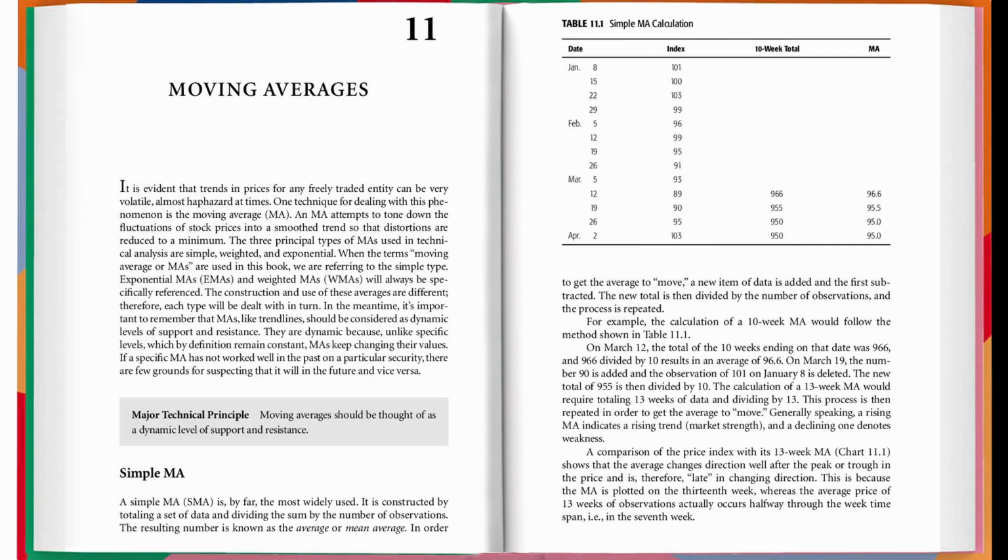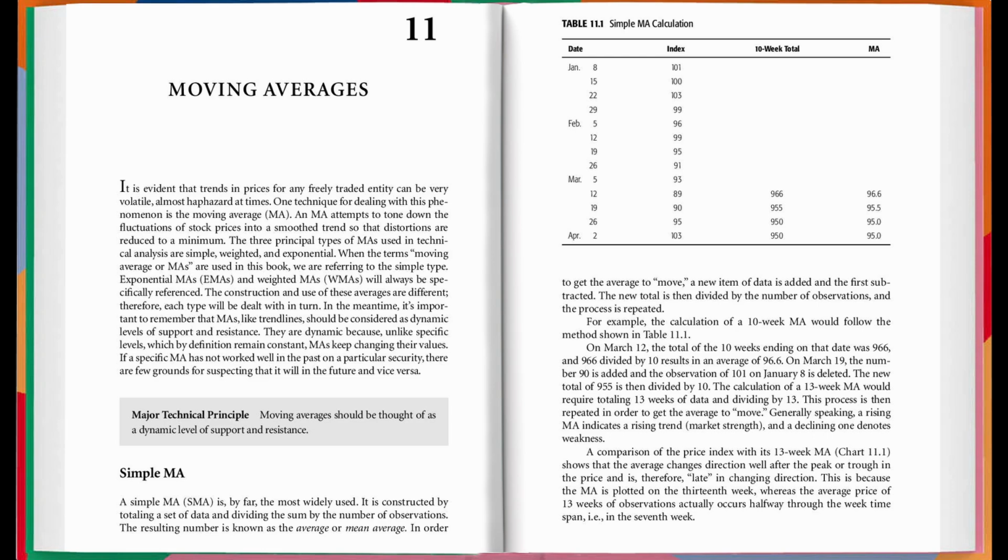Chapter 11. Moving Averages. It is evident that trends in prices for any freely traded entity can be very volatile, almost haphazard at times. One technique for dealing with this phenomenon is the moving average, MA. An MA attempts to tone down the fluctuations of stock prices into a smooth trend so that distortions are reduced to a minimum. The three principal types of MAs used in technical analysis are simple, weighted, and exponential.